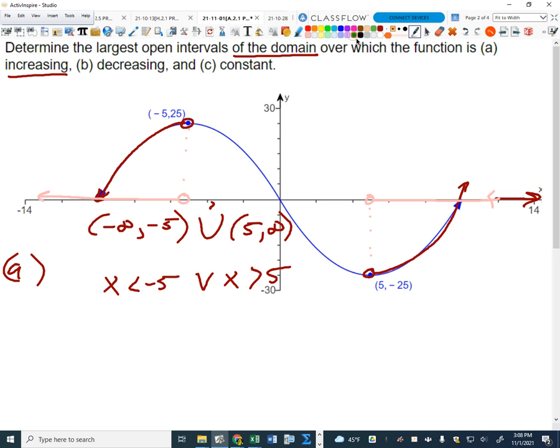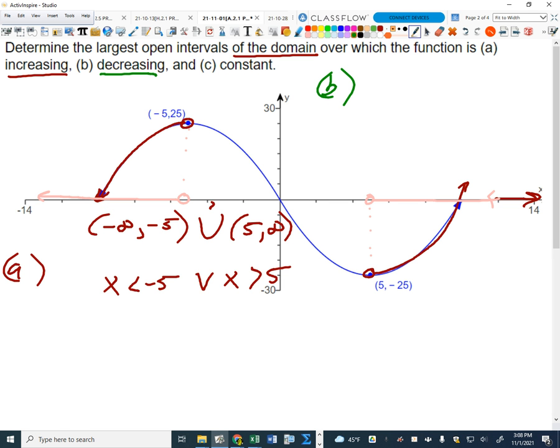Now, what about part B? Decreasing. So part B, where is this function decreasing? That must be where the ant's walking downhill. From where to where? Negative 5 to 5. Because remember, I'm looking at x values.